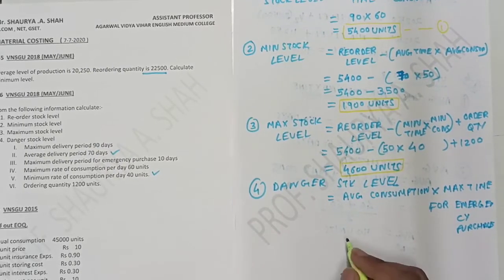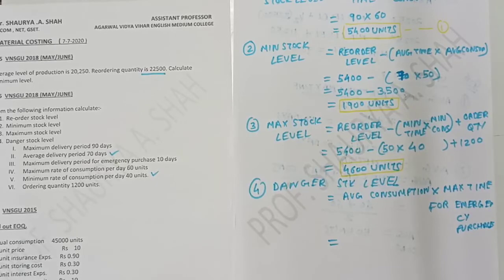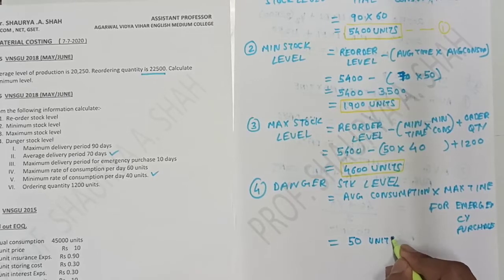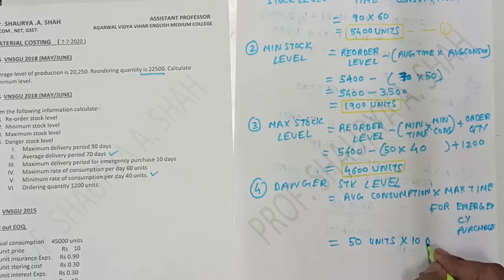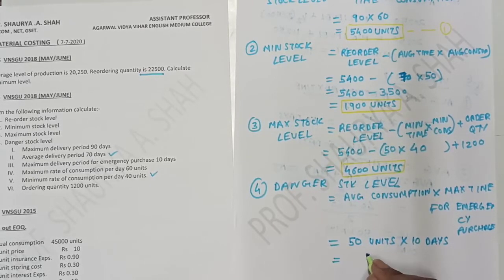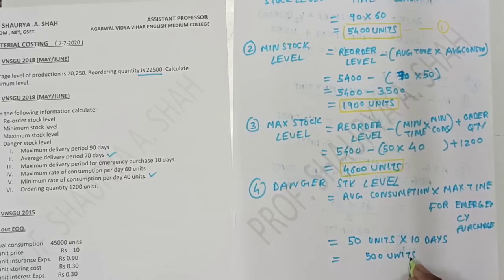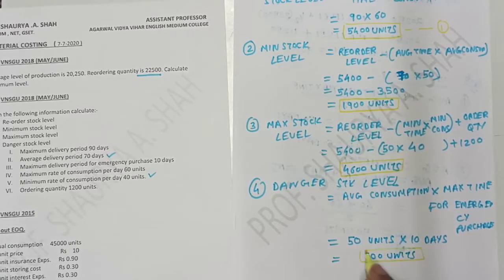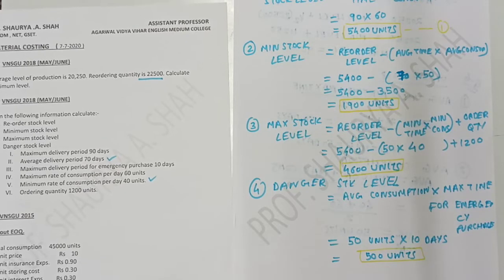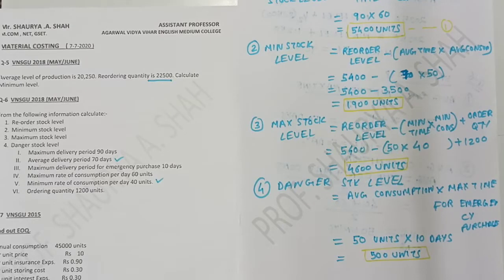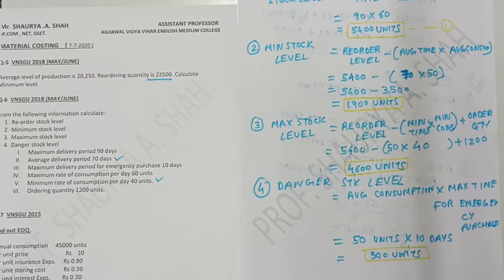Put up the details in the formula. What is the average consumption, students? Average consumption is 50 units, we found out. Average consumption 50 units into maximum delivery period for emergency purchase, that is 10 days. So I'll get the answer of 500 units. So danger level is 500 units. What does it suggest? That below 500 units your production process will stop, will be hindered. So you need to make an emergency purchase, which is to be done by the store's ledger and the worker.